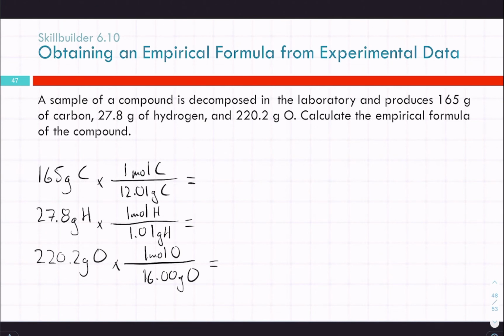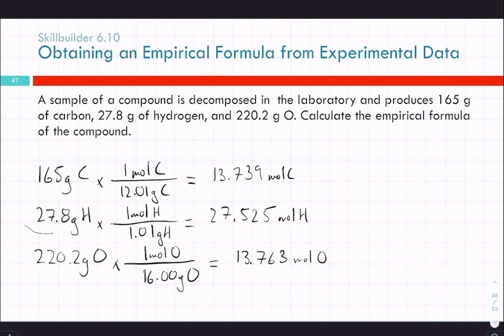Okay, so 165 divided by 12.01. 13 point. I'm going to write out in excess of numbers here. 27.525. This is going to be 13.76. Stop at 3. So moles of carbon, moles of hydrogen, moles of oxygen. All right. So what's the next step? Divide by the smallest one.